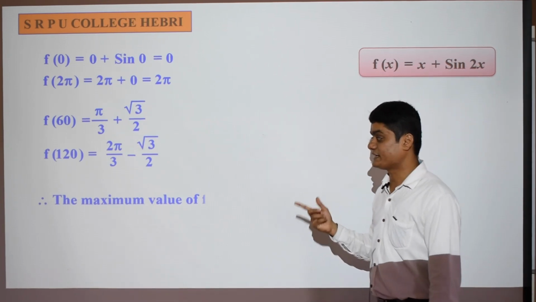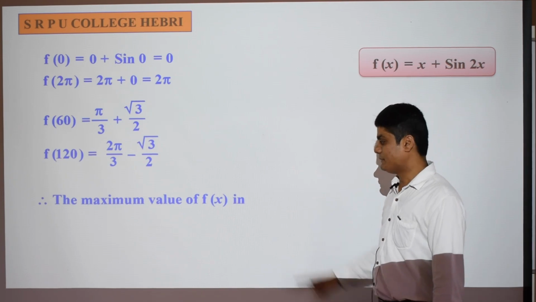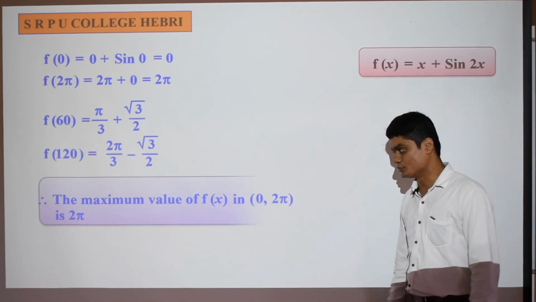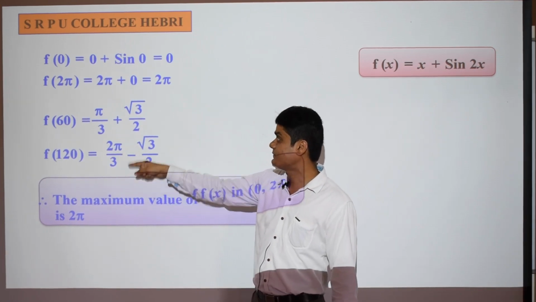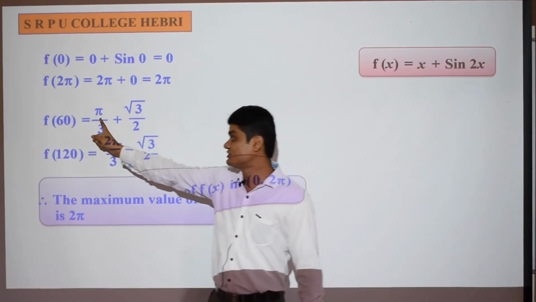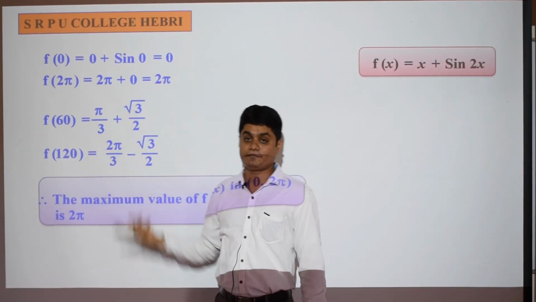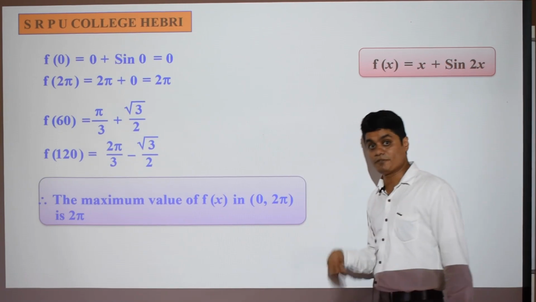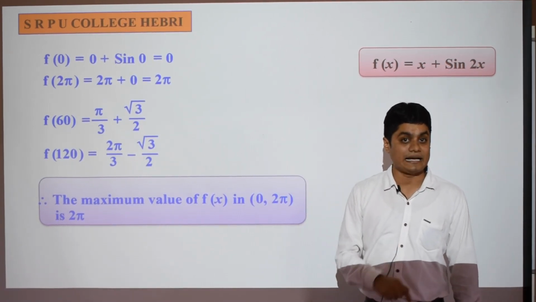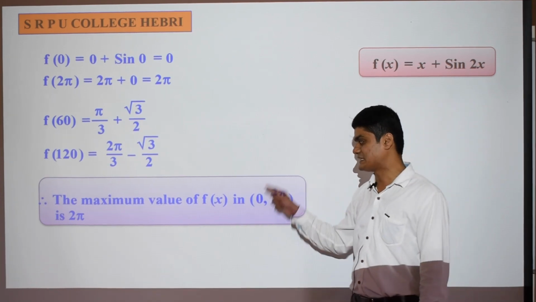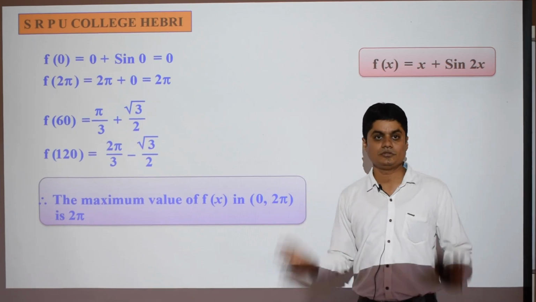So in this list 0, 2π, this and this value, which is the greatest value? And that greatest value is called absolute maximum. So the maximum value in the interval 0 to 2π is 2π. See, this one, 120 subtract, definitely it is less than 2π, right? This one is 60 degree plus √3/2, definitely it will not reach near 2π. So definitely here in the list the maximum of all maximum is 2π. That maximum of all maximum is known as absolute maximum, and the absolute maximum of this function is 2π radian in the interval 0 to 2π.